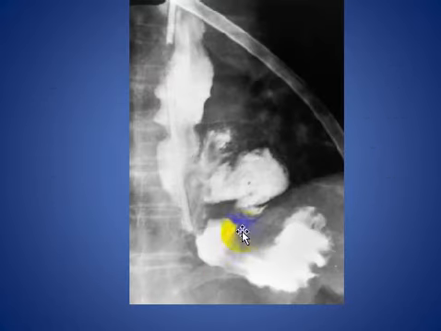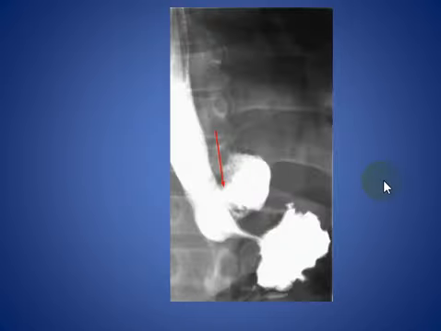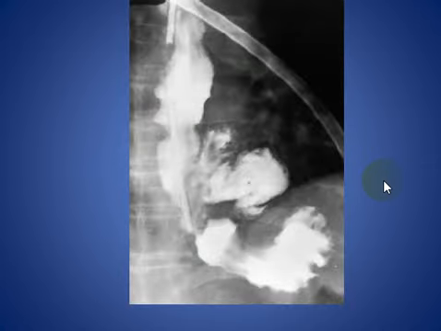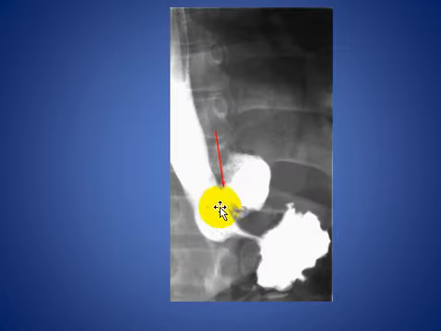Here, this patient with barium swallow, and we see the NG tube, and we see the contrast leaking outside in the posterior mediastinum due to esophageal perforation. Another patient with esophageal perforation and see the leakage of contrast outside the esophagus.